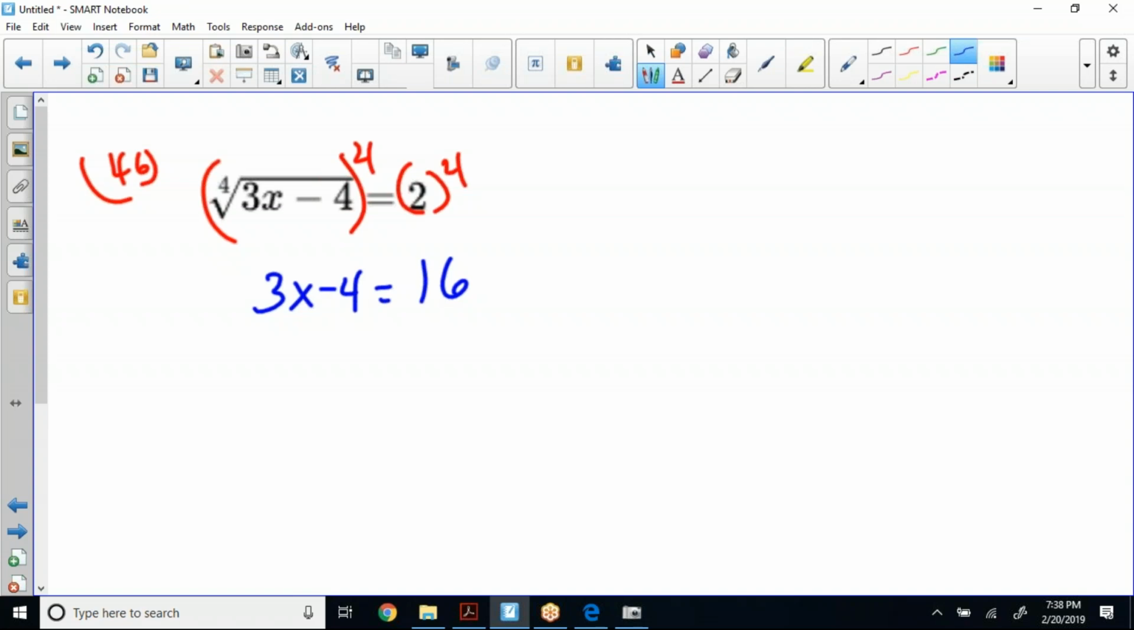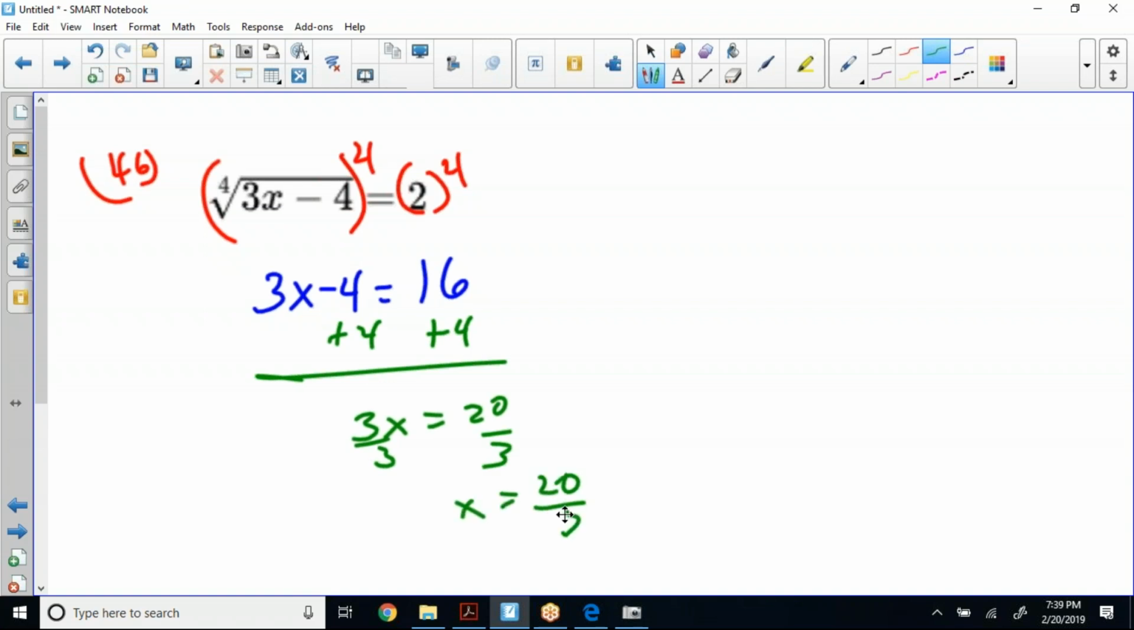All right? But you got to be able to see that. And if you don't see that, then that's the problem, right? So plus 4. So 3x equals 20. Divide by 3. X equals 20 over 3. Ladies and gentlemen, that is a legit, right? And if you plugged it back in, it will work. Because 20 minus 4 is 16. 16 4th root is 2. So we're good. Yeah, 20/3 is good.